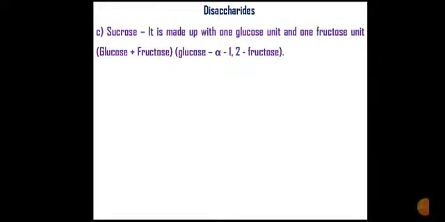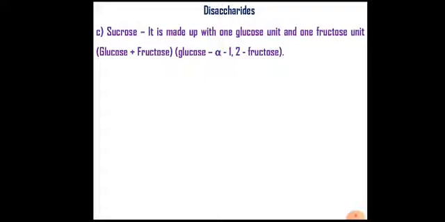One more example of a disaccharide we'll see is sucrose. Sucrose is a disaccharide made up of one glucose unit and one fructose unit. Now this is a little difficult example. Here both the compounds are present in cyclic form, that is in ring form. Glucose is in the form of a ring, and fructose is in the form of a ring.